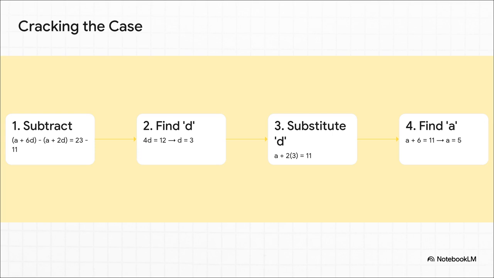Okay, now watch this. This is the really slick part. If we just subtract that first equation from the second one, boof, the a's completely cancel each other out. They're gone, which leaves us with something super simple. 4d equals 12. Well, that means d has to be 3.